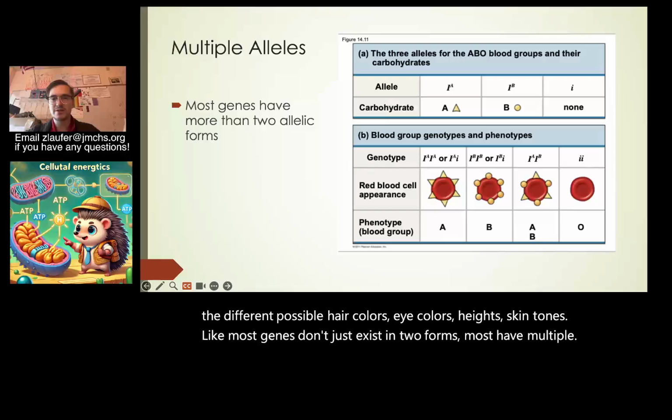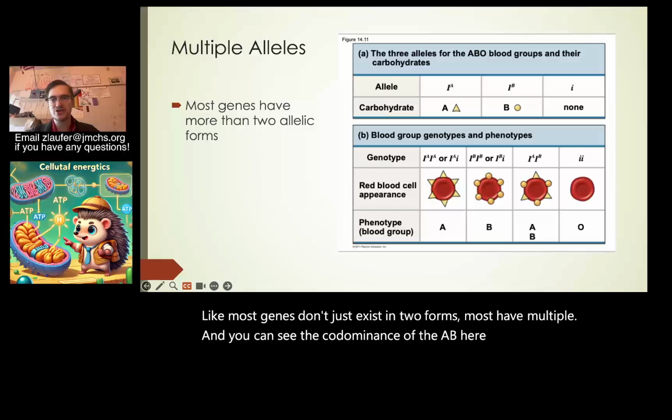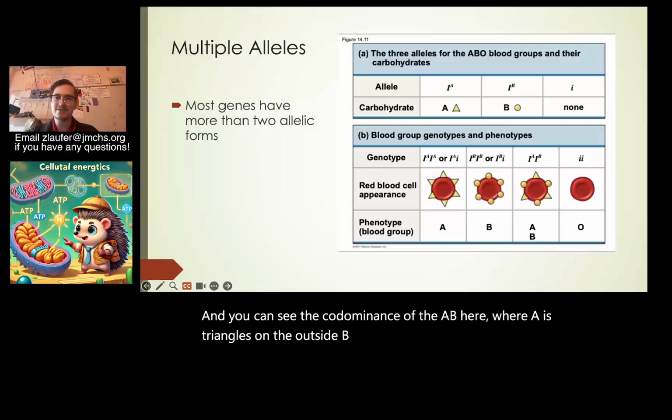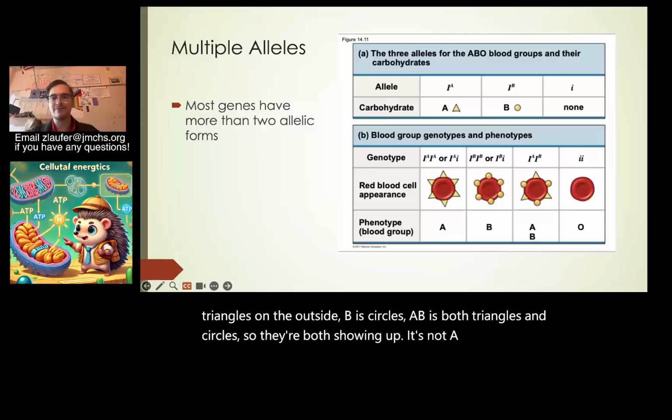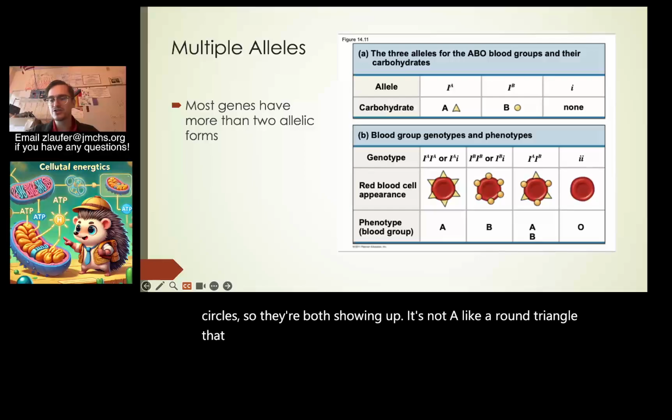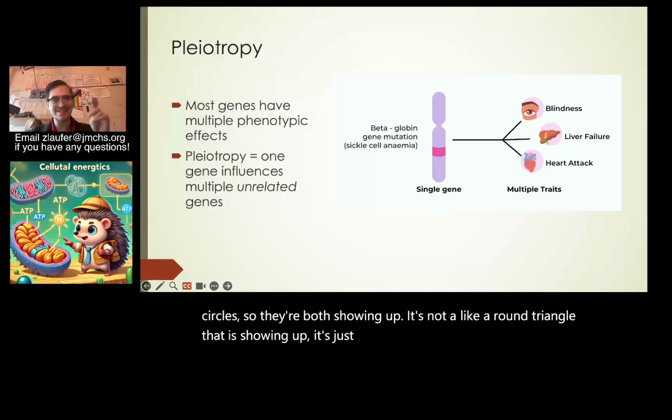And you can see the codominance of the AB here, where A is triangles on the outside, B is circles, and AB is both triangles and circles. So they're both showing up. It's not like a round triangle that is showing up. It's just both.